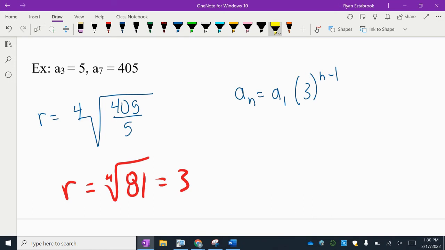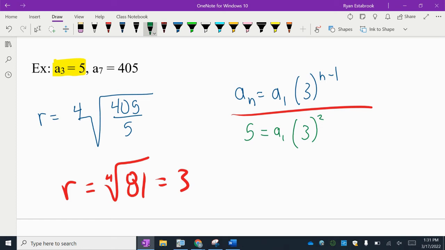We need to plug in one of these values, and it doesn't really matter which one. A lot of times the smaller number is nice to use, so let's go ahead and try this one. Let's see if you can plug that in to this equation. So in this case, a sub 3 equals 5, n equals 3. So 5 equals a sub 1 times this 3 to the 3 minus 1, the second power, plugging 3 in for n.